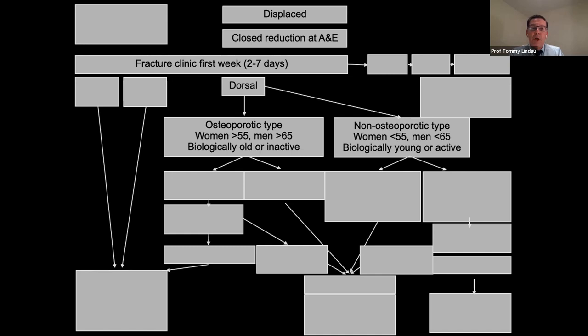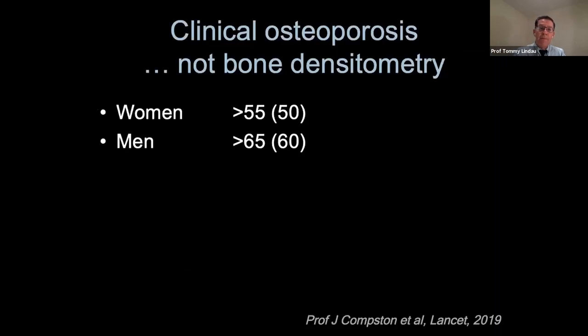We also add the words biologically old or inactive, because there are individuals who, even before this age span, might have had serious medical issues and therefore behave more like an osteoporotic type. So it's important for us to see this difference and decide which of the boxes we follow for the patient. It's quite clear that without densitometry, we have these clinical osteoporotic age groups at 55 and 65. When I did my PhD 20 years ago, the age groups were similarly 50 and 60 respectively.